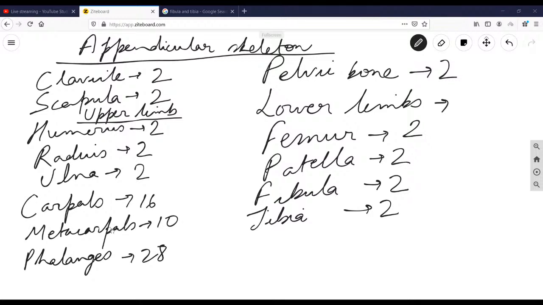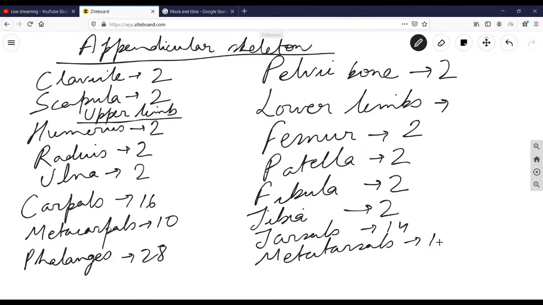Like we had carpal, metacarpal. It is known as tarsal here. So tarsals are 14. Okay. Only the thing is carpals are 16, tarsals are 14. The rest number will be same. One way to remember. So tarsals 14. Metatarsals are equivalent to metacarpals, 10. Phalanges are again equivalent to the phalanges in the upper limb, that is 28.